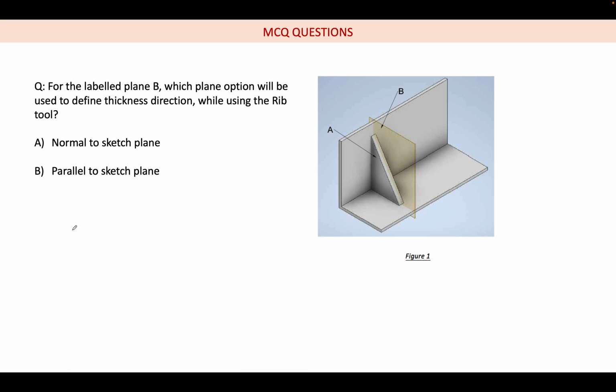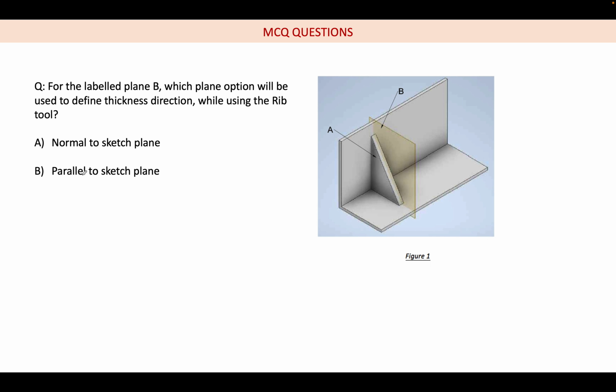For the same object, for part B, which option will be used to define the thickness while using the rib tool? We have a plane called B and we have the part called A. Part A is the rib. So whether we are using normal to sketch plane or parallel to sketch plane. Can anybody answer? Okay, so our answer is normal to sketch plane. So this is parallel to sketch plane. Okay, we will see later. Actually the answer is parallel to sketch plane.